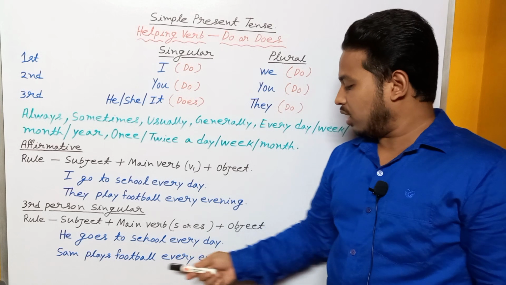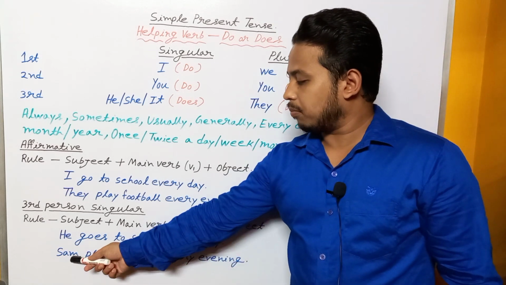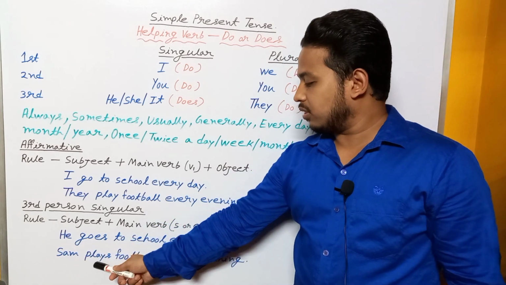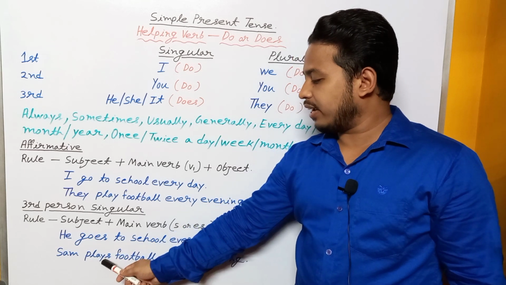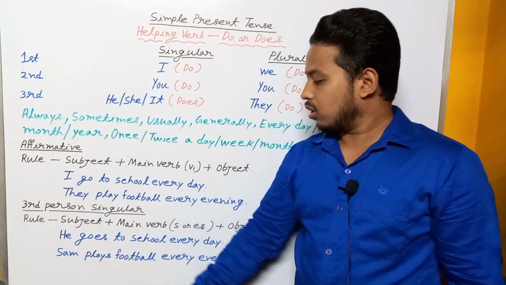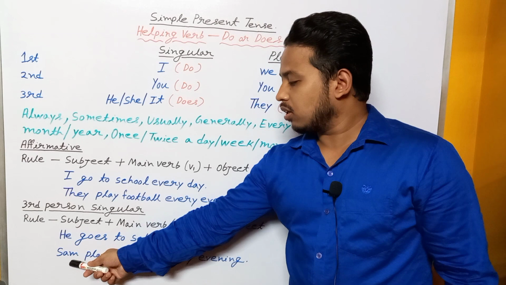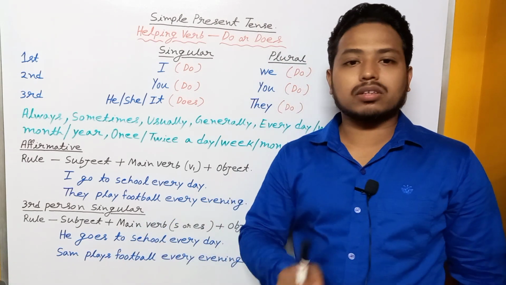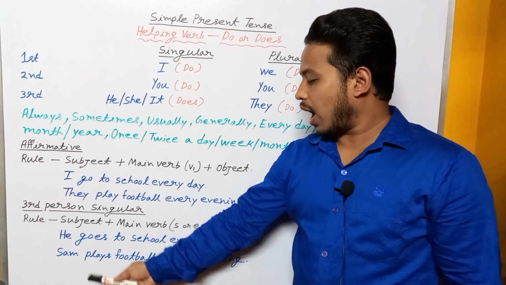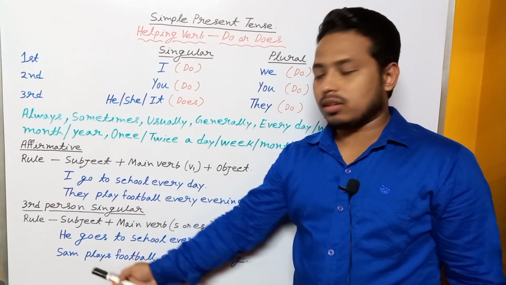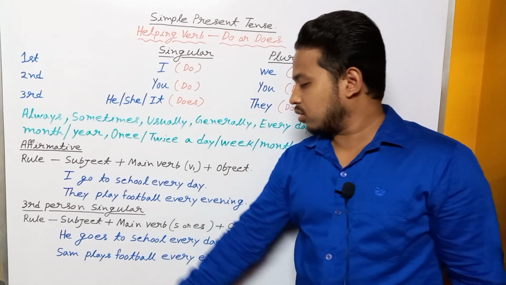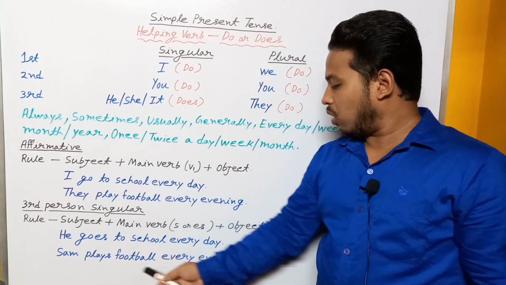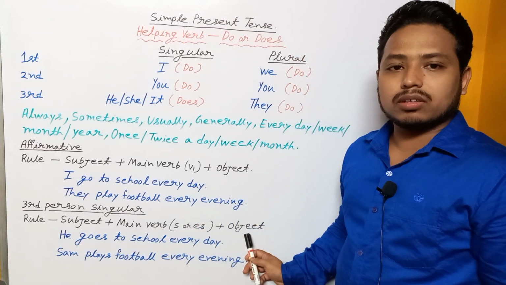Sam plays football every evening. Sam, subject; plays, play main verb. I add s with play because the subject is Sam. Sam is a name, so it is a third person singular. That's why I add s with play. Now the what is plays football every evening, object.